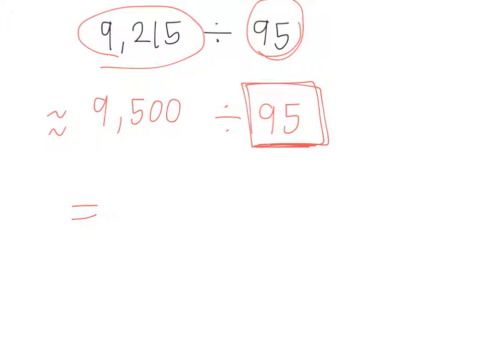So what's 95 divided by 95? 1. How many factors of 10 do I have left? 2. So my estimated quotient then is 100.